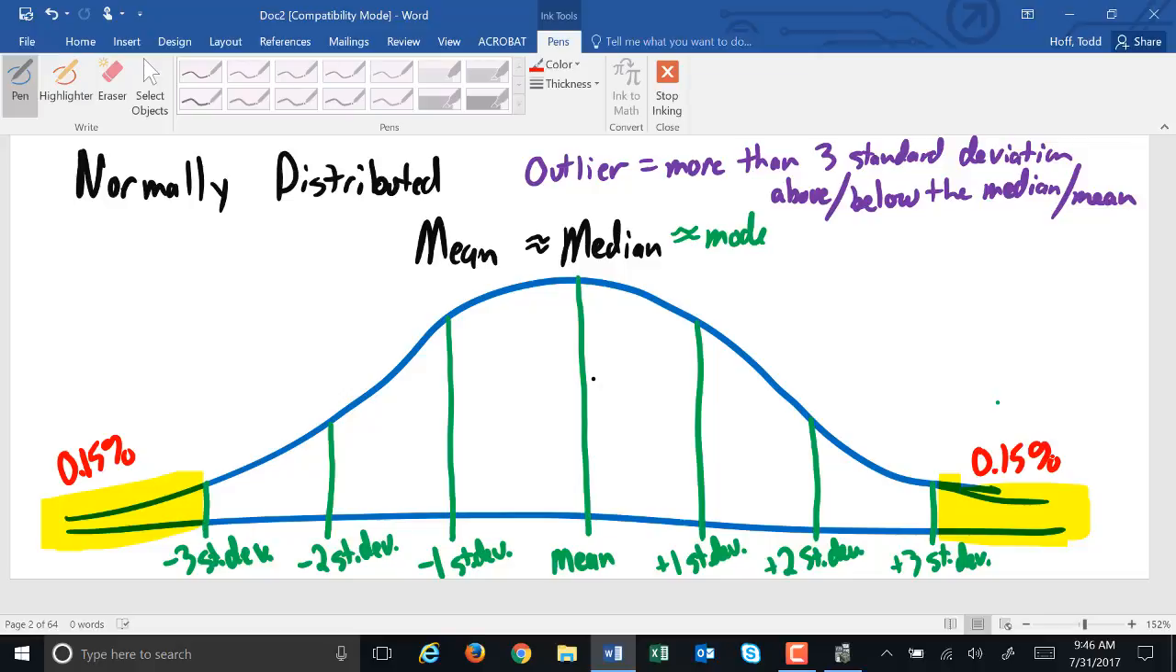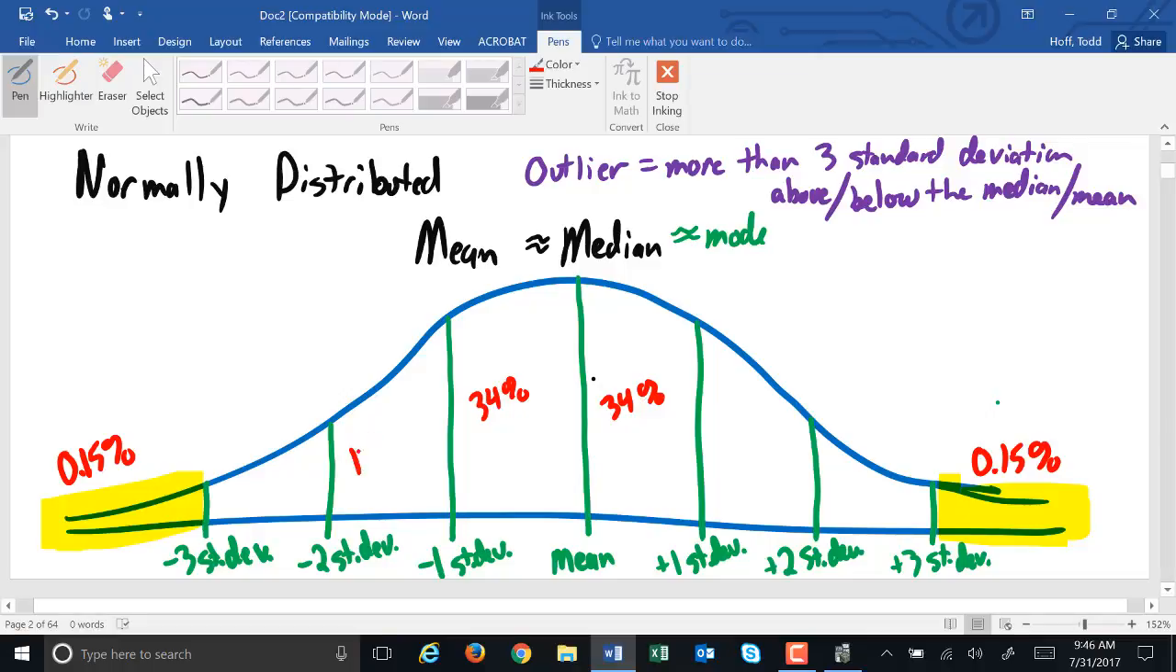In fact, there are definite percents for each of these steps. Between the mean and 1 standard deviation away, 34% of the data is between the mean and 1 standard deviation below. 34% of the data is between the mean and 1 standard deviation above. 13.5% of the data is between 1 and 2 standard deviations below the mean. 13.5% of the data is between 1 and 2 standard deviations above the mean.